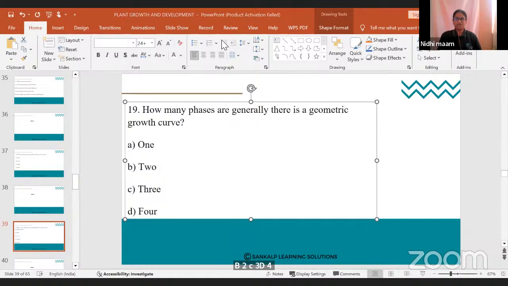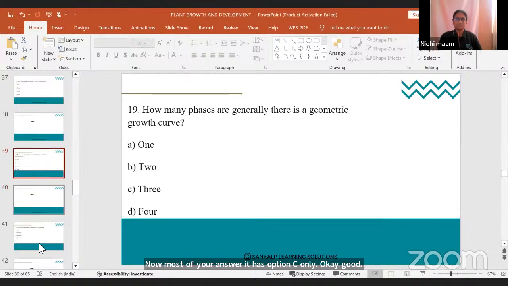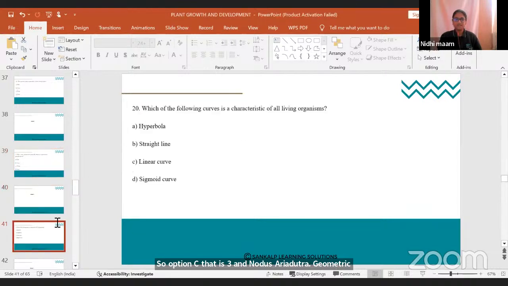Yes, Impana, Sharath, Navyashri, Jyoti, Siddhan Gowda, Yashwant, Bhavana, Shabina Sheikh, Bhuvan, Shweta. So most of you answered it as option B. Some of you answered it as option C. No, most of you answered it as option C only. Okay, good. So option C, that is 3, is the right answer. Geometric growth curve. Next question.